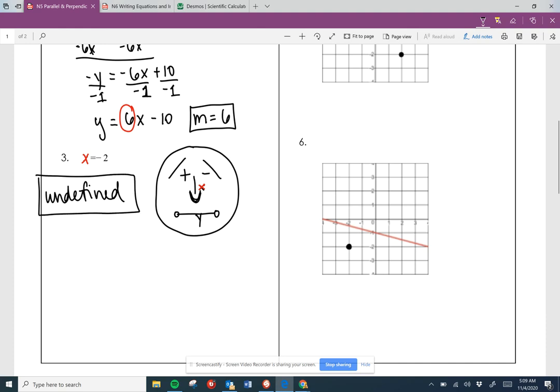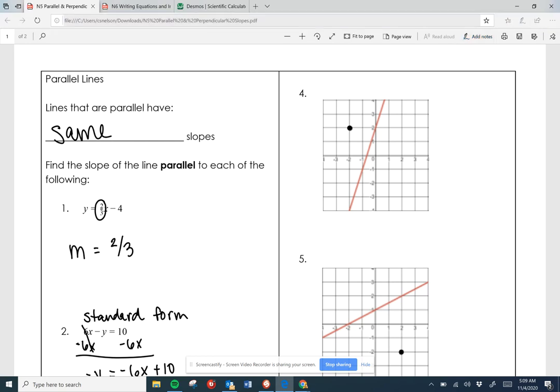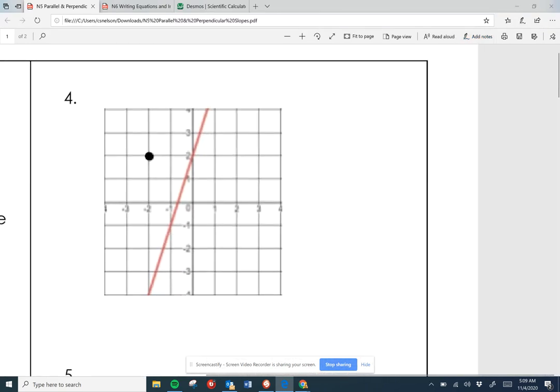Okay, so let's look at a few examples of writing equations of parallel lines. As you can see here, we're given a line, we're also given a point. So we are going to need to write the equation of the line that's parallel to the red line and goes through the black point. Now we are going to need to write this in point slope form.